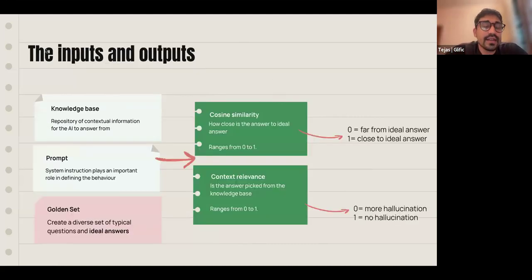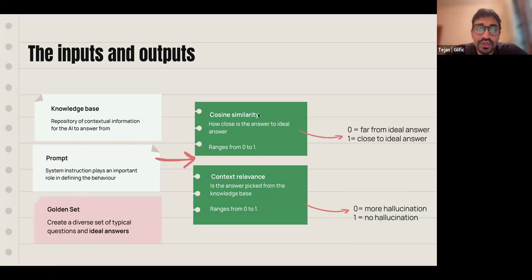But as you start increasing the scope of knowledge and the scale of folks who are interacting with the chatbot, it also becomes important to run this in an automated way, so that before you make changes, you are aware of how the AI is going to behave once you make them. So for running the eval, apart from the knowledge base and prompt, we also need something called a golden set of questions and answers. This is something we'll dive into later.